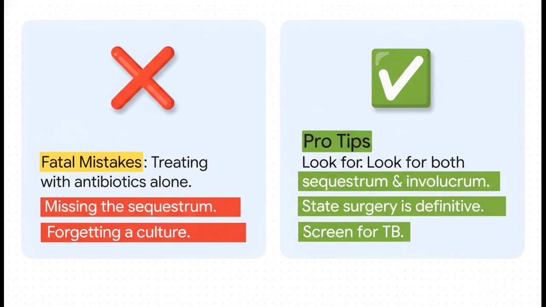Now, to ensure you score top marks, let's contrast the fatal mistakes with the pro tips. Never suggest treating a confirmed sequestrum with antibiotics alone. Never fail to probe for a sequestrum during your examination, and never prescribe antibiotics before you get a deep culture. Instead, for the pro tips, consciously show the examiner that you are looking for both the sequestrum and the involucrum. State confidently that surgery is the definitive cure, and a key tip for our Indian clinical context, always state that you would screen for tuberculosis when presenting any case with a chronic sinus.